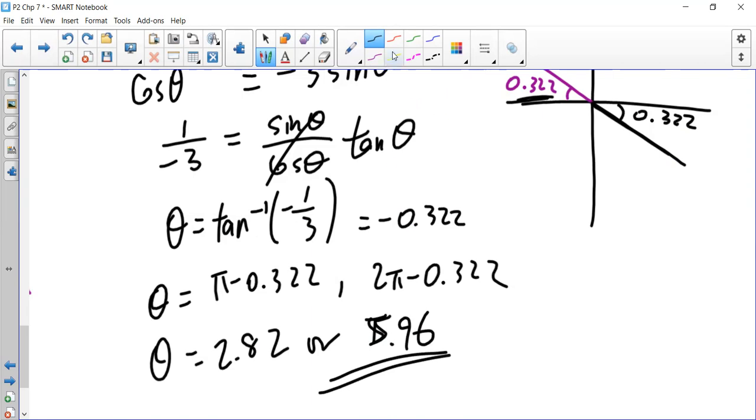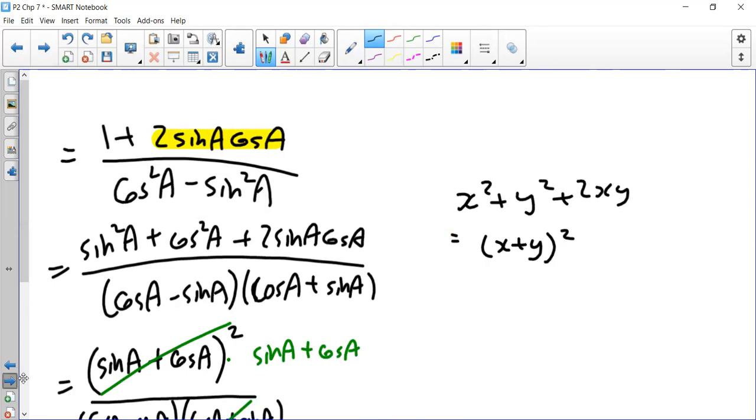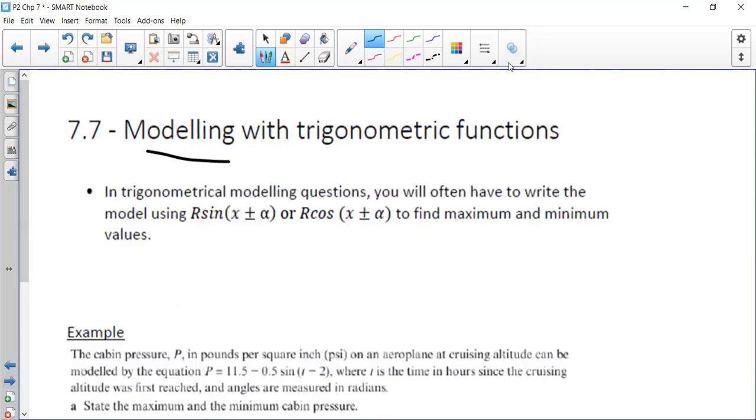Okay, and that's the end of chapter 7.6. Next lesson, we are diving deep into modeling.